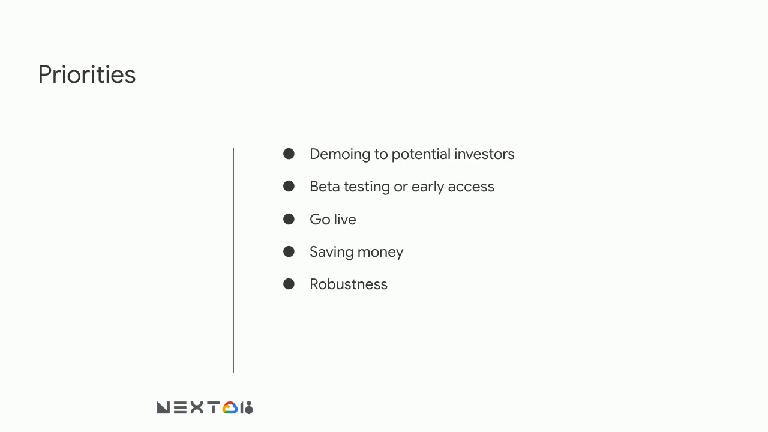Some examples of priorities is maybe you're very early stage, and you're demoing to potential investors. OK, there's a different set of priorities for that than if you're in beta testing or early access, or maybe even ready to go live. Maybe your biggest priority is saving money. No shame in saving money. I have worked at a startup that nearly ran out of money. I get it. But you have to make sure that you're aware of the fact that that's your priority, so you make decisions with that in mind.